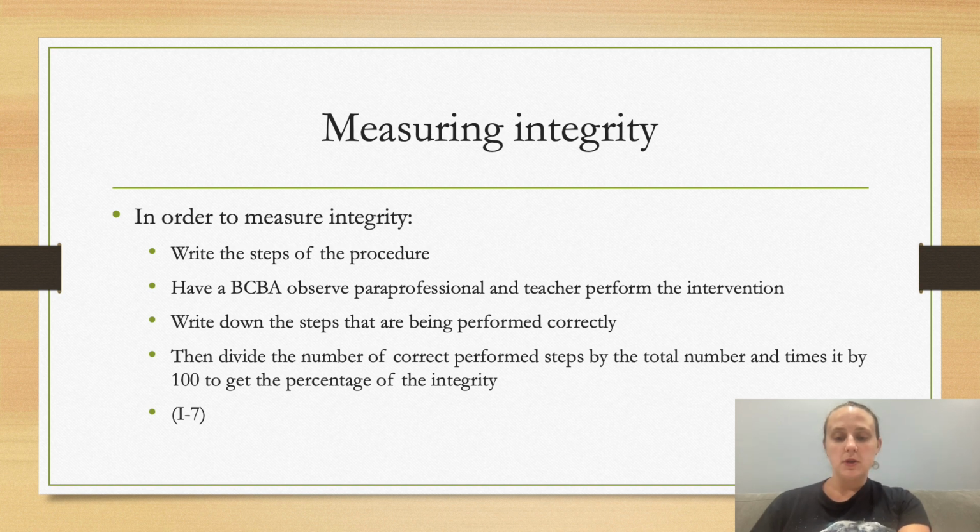And then we have to do measuring integrity. So I have not actually calculated the integrity of the treatment plan, but I do know that if we are measuring this, we have to write out the steps of the procedure and then have a BCBA either observe the paraprofessional and/or the teacher performing the intervention. We have to write down the steps that are being performed correctly and then divide the number of correctly performed steps by the total number of steps, and then multiply it by 100 to get the percent of the treatment integrity.